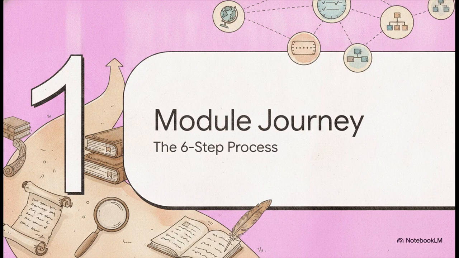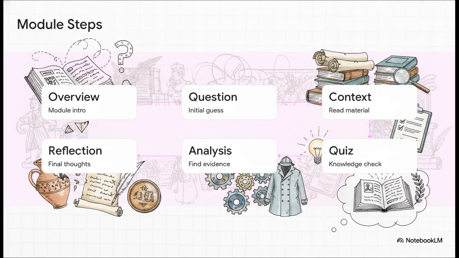All right, Section 1, Mapping Your Module Journey and Understanding the 6-Step Process. Let's start by zooming out a bit to see where this specific assignment actually fits within your overall workflow, because understanding the big picture is totally crucial for your success in this course. Every single module in the survey class follows this exact super logical 6-step progression. You're basically moving from an initial unresearched guess all the way to a fully supported historical conclusion.